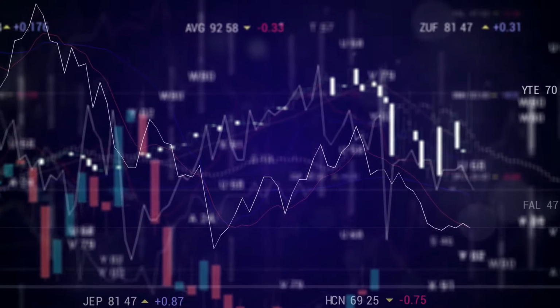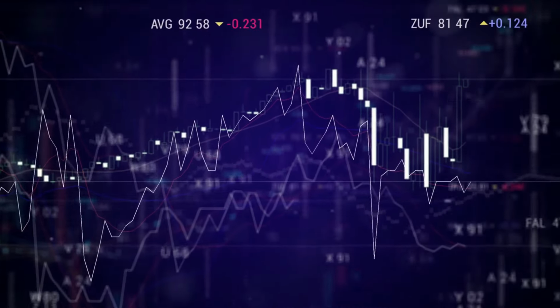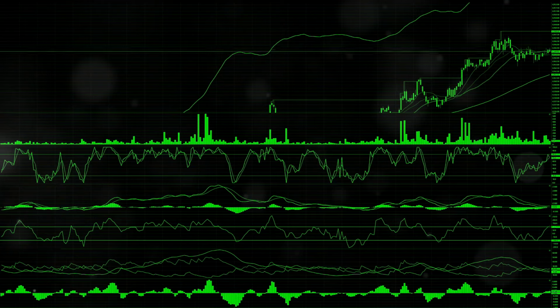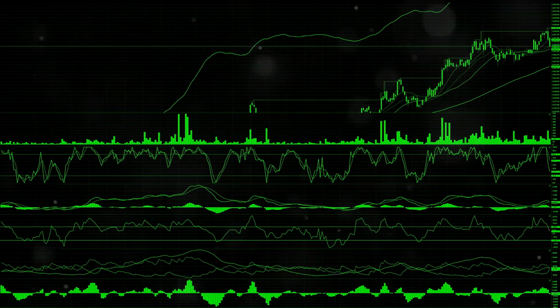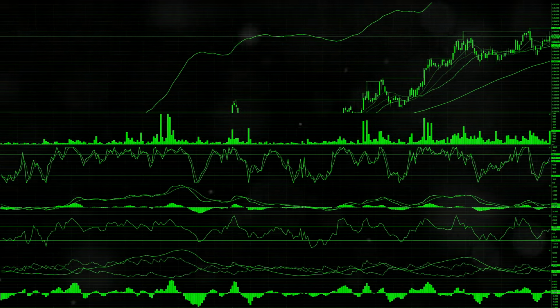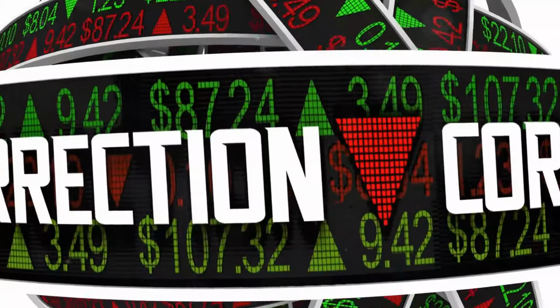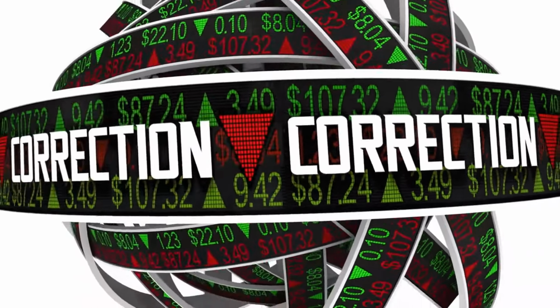Decoding the market's DNA. The basics of Elliott Wave Theory. At its core, Elliott Wave Theory is based on the idea that market prices move in a 5-wave pattern for the primary trend and a 3-wave pattern for corrections against the trend.